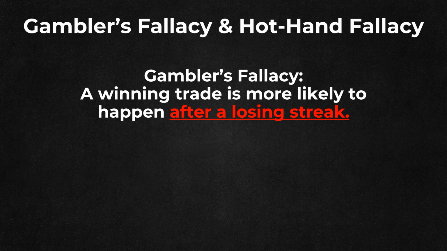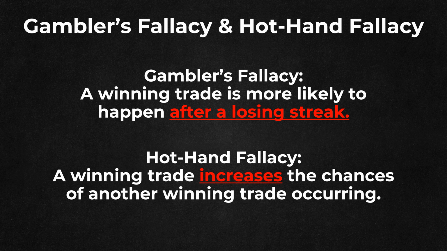On the other hand, the hot hand fallacy occurs when a trader believes that a winning trade increases the chances of another winning trade occurring, and therefore the greater the winning streak, the greater the likelihood that it will continue. This is the mirror image of the gambler's fallacy in a way, and it is also an illusion.